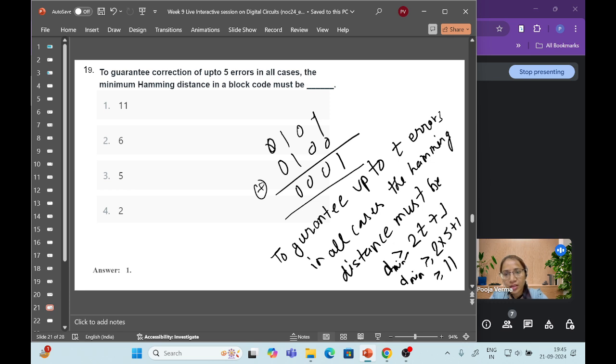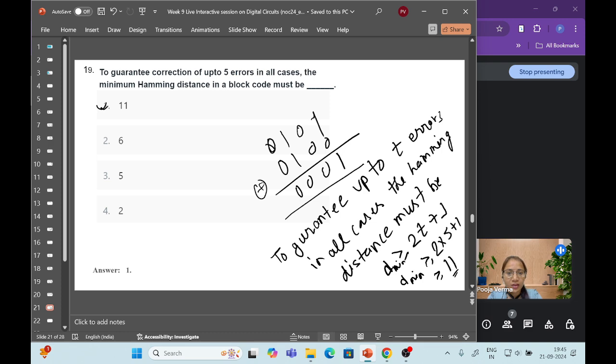To guarantee correction up to 5 errors in all cases, the minimum Hamming distance in a block code must be 11. That is, option 1 is correct. So this is the formula: to guarantee up to t errors in all cases, the minimum Hamming distance d minimum must be greater than or equal to 2t plus 1.